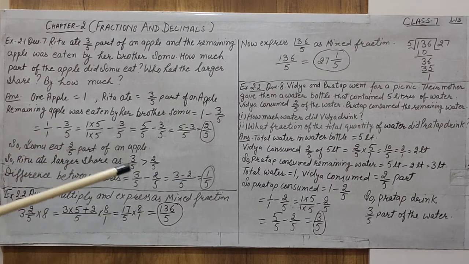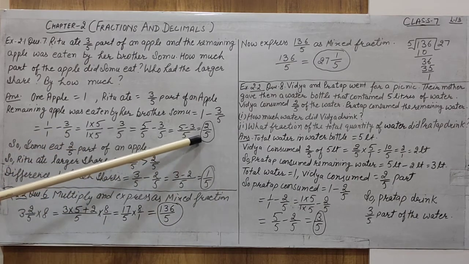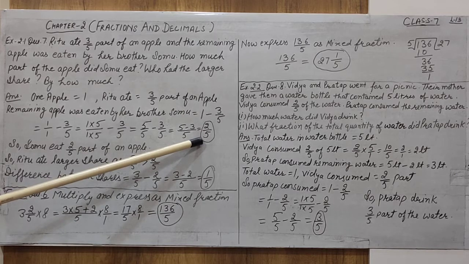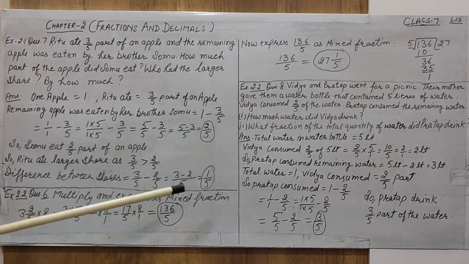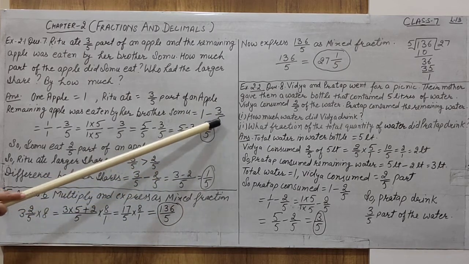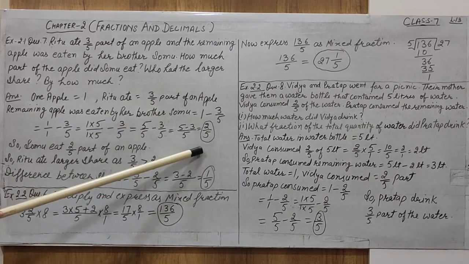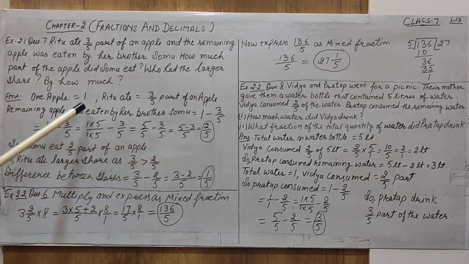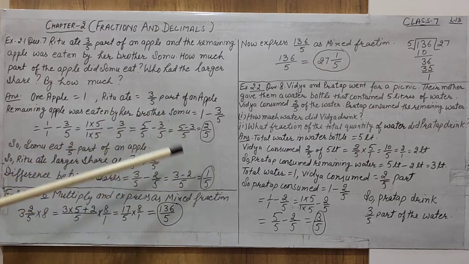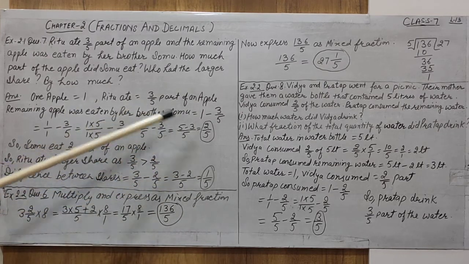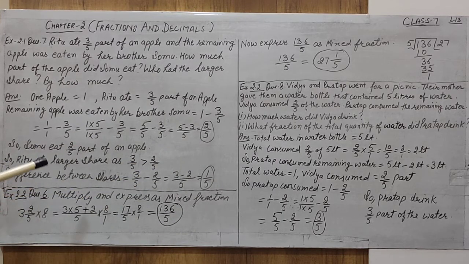We can check this. If the 2 by 5 part is eaten by Somu and the 3 by 5 part is eaten by Ritu, the addition of these two parts is always equal to the complete apple, that is 1. We can check our answer by adding the Ritu part and the Somu part. Alright, that is a method to check.